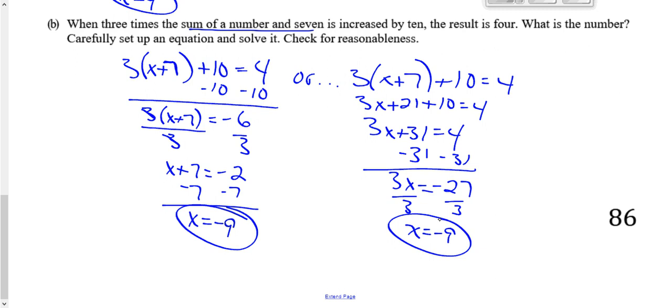Wait, we're doing this one too? This is the homework, Tammy. Yeah, we're doing both of them. Yes, yes. Okay?